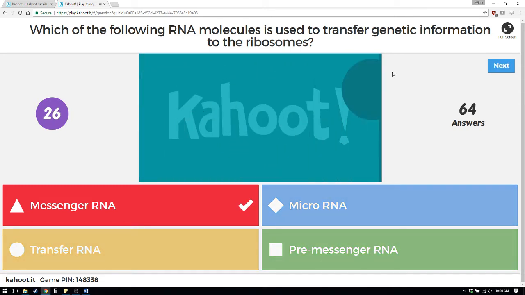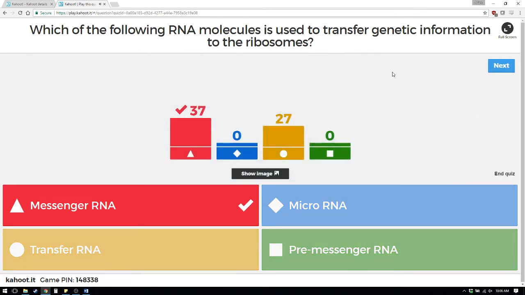Okay, what is the correct answer? Messenger RNA. Perfect. Now, what does transfer RNA do? Yep, it carries amino acids to the ribosome so that the messenger RNA can be translated and you get an increasing protein chain.